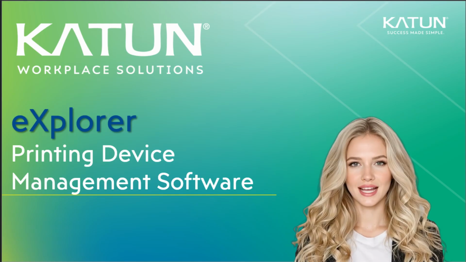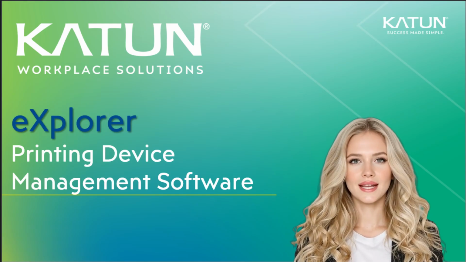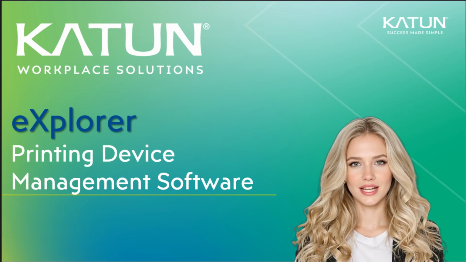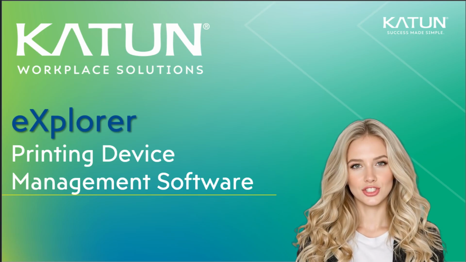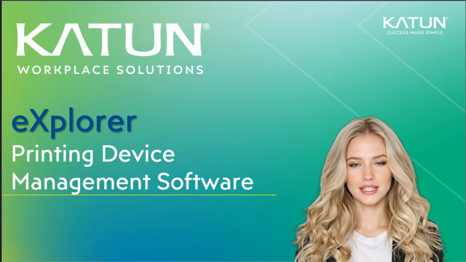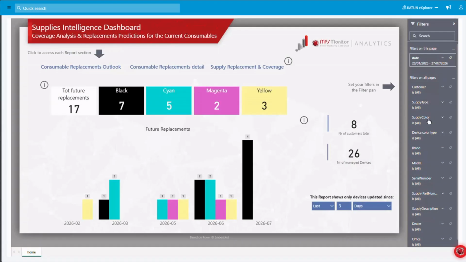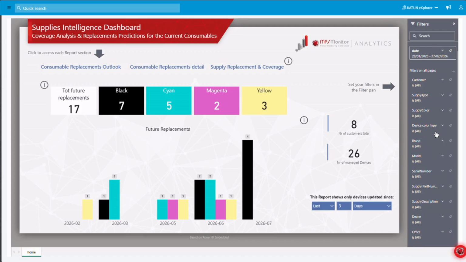Let's now move to the Analytics and Reporting section, and in particular to what we call the Supplies Intelligence Dashboard. You'll find it under Analytics at the top of the list, and the name is intentional. This is not just reporting, it's intelligence. What you see here is a single dashboard that combines historical usage, current status, and future predictions. In other words, it shows what happened, what is happening, and what is likely to happen across your fleet.